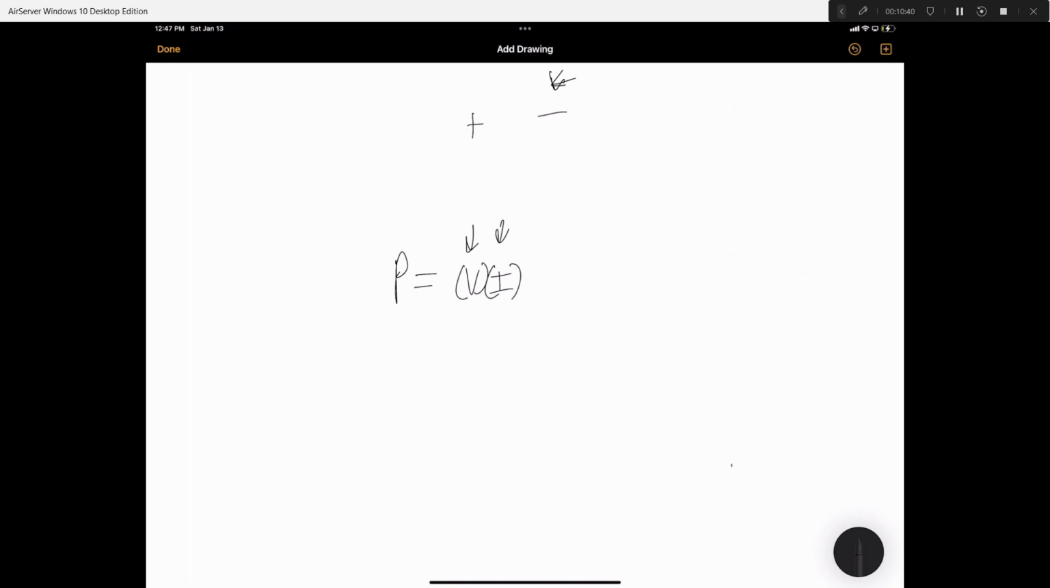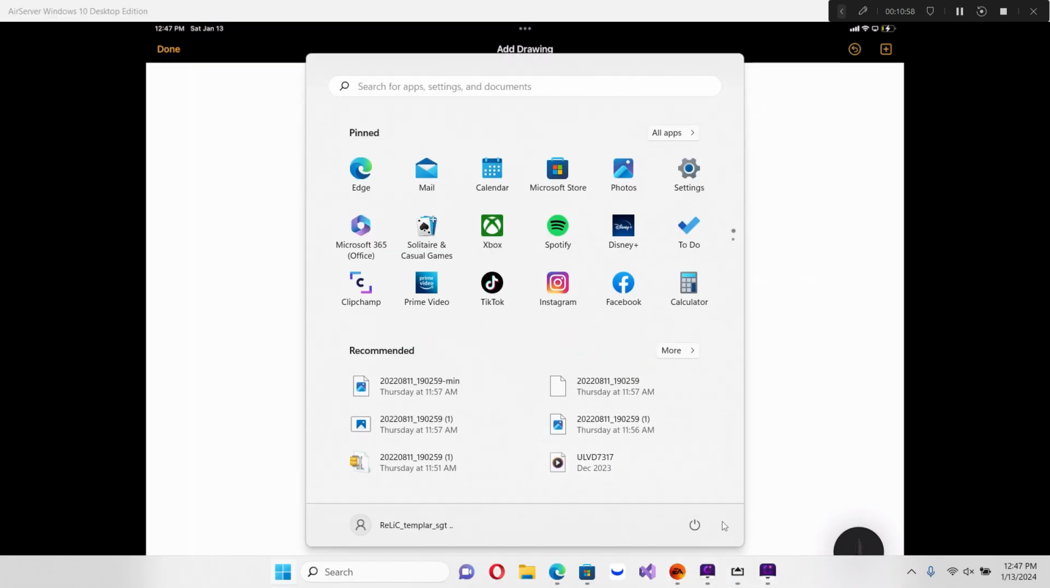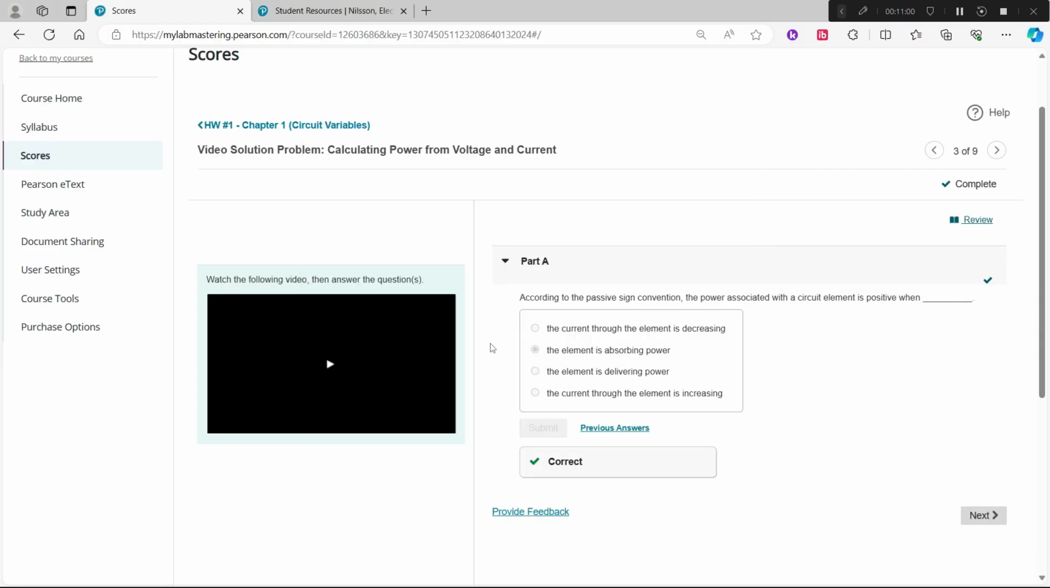If that result is positive, you have a circuit element that is absorbing power. And if it is negative, it is supplying power to something. That's that, for the most part.